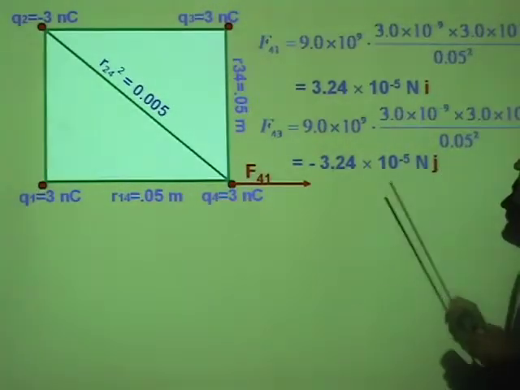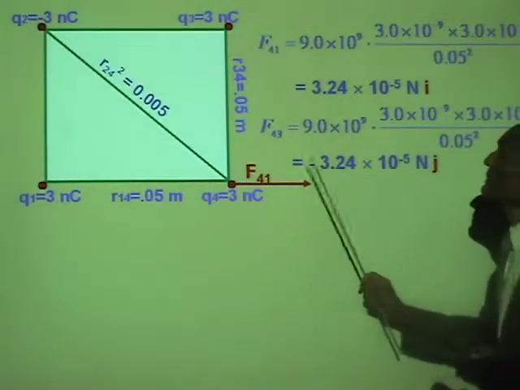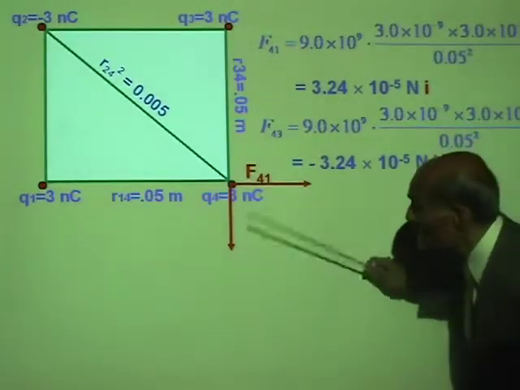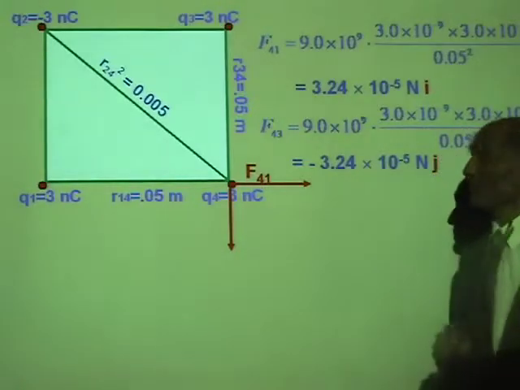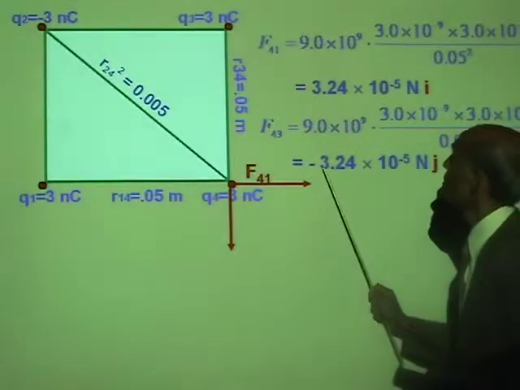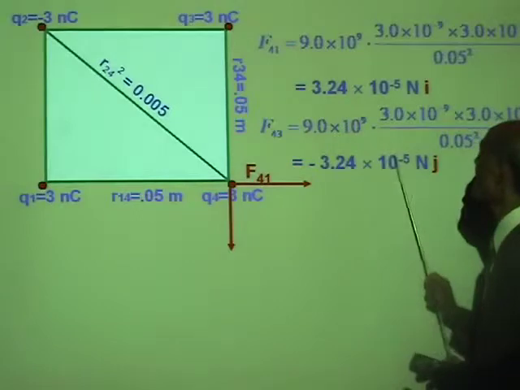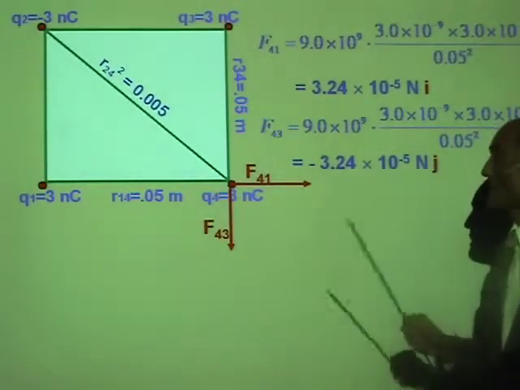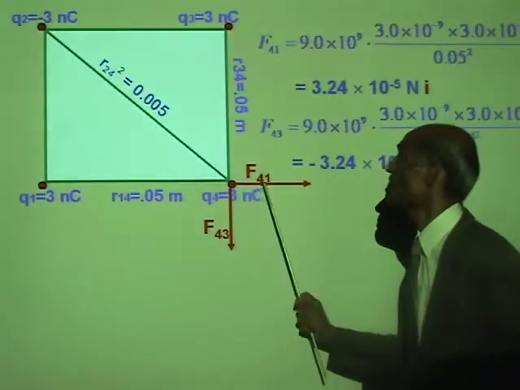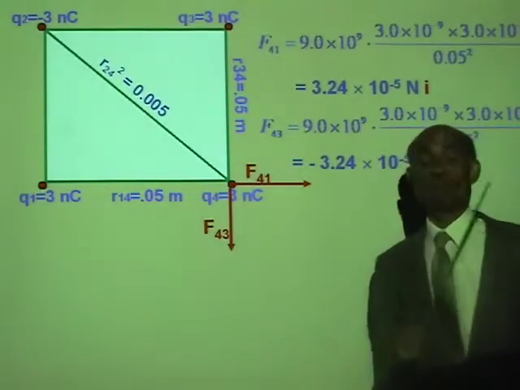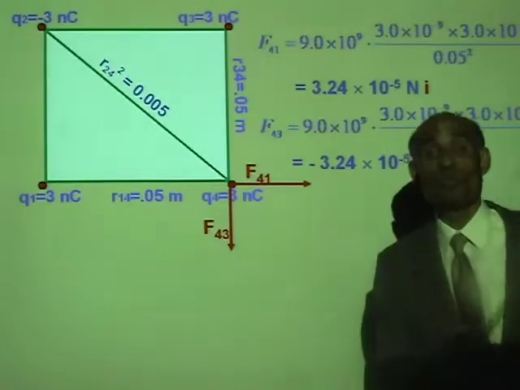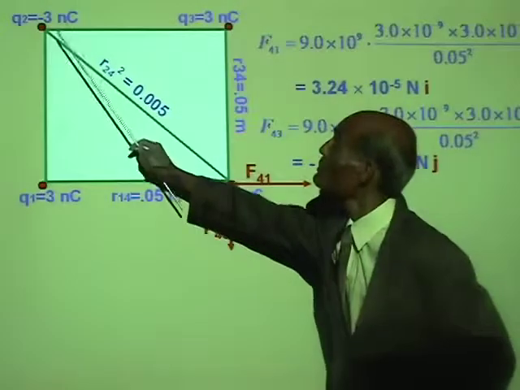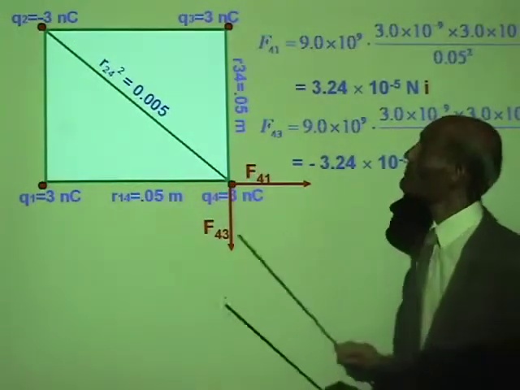You see that? And that's where I got these two. The force on Q4 by Q3 is a negative y force. It's equal to 3.24 times 10 to the negative 5 in the negative y direction. So, we got two forces, F41 and F43. We need to find one more force. And that is, what is F42? Can you help me with this?